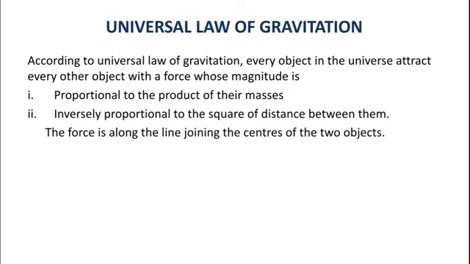It means that according to universal law of gravitation, if there are two objects of different masses, then the force of attraction between them is directly proportional to the product of their masses and inversely proportional to square of distance between them. And this force is acting along the line joining the centers of these two objects. Now students, we will see the derivation of the force by taking two objects A and B of different masses m1 and m2. Now let us see the derivation.